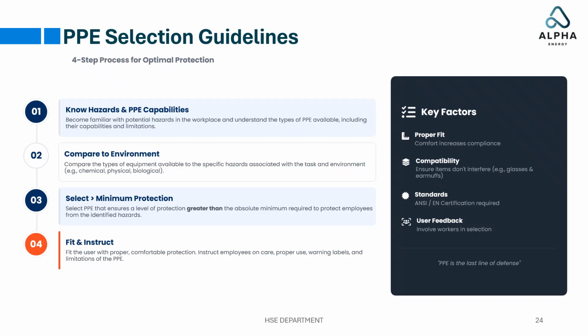Key factors to consider throughout this selection include ensuring a proper fit to increase compliance, verifying compatibility between items like glasses and earmuffs, meeting ANSI or EN certification standards, and involving workers in the selection process through user feedback.